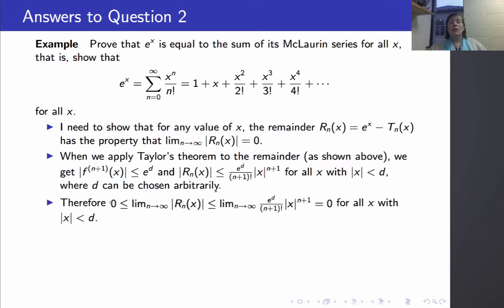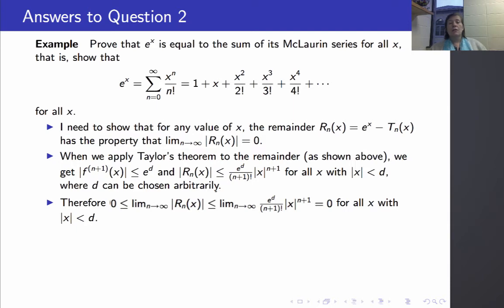Therefore, the limit as n goes to infinity of the absolute value of the nth remainder is greater than or equal to 0, and it's less than or equal to the limit as n goes to infinity of e to the d times the absolute value of x to the n plus 1 over n plus 1 factorial. And now that's just e to the d times the limit as n goes to infinity of the absolute value of x to the n plus 1 over n plus 1 factorial, which is 0.